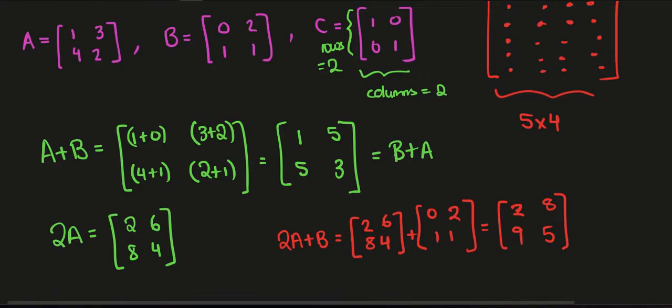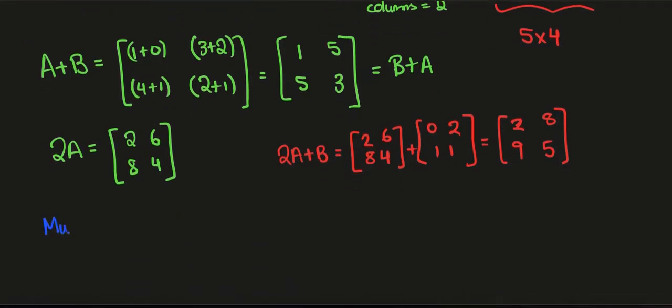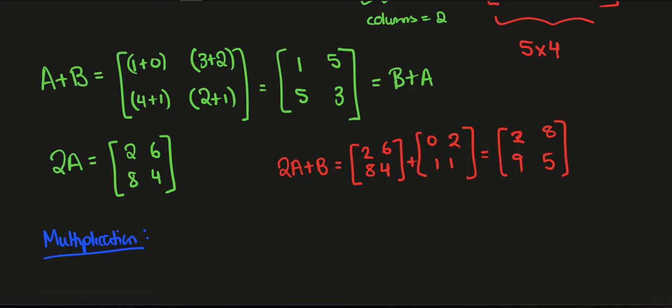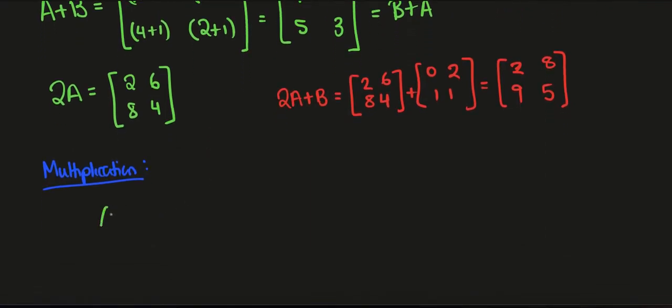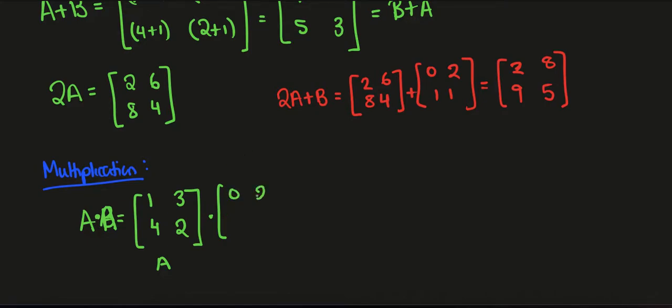The hard part is maybe multiplication. So let's look at how we're going to multiply. We'll take our matrix A again. Remember that A was 1, 3, 4, 2, and what we want to do is multiply that by B. I'll write this as AB. A times B is this matrix A, and the matrix B was 0, 2, 1, 1.